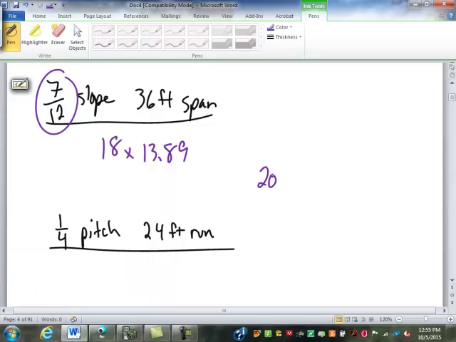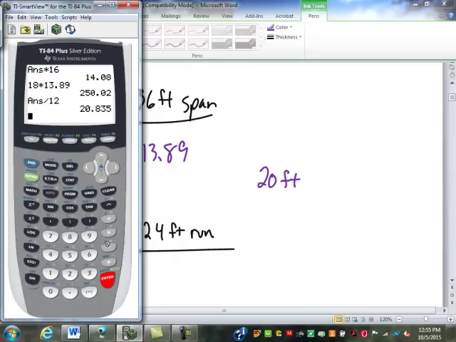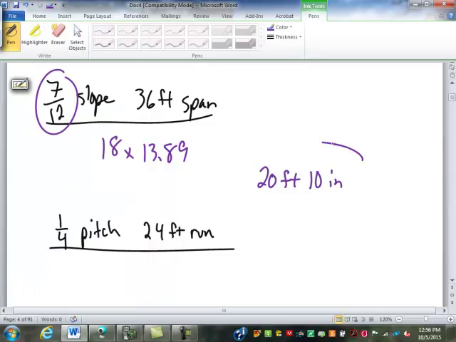So 20 feet. Subtract the 20, times 12. Oops, I got something wrong there. 0.835 times 12. Get back into it here. 10.02, so that's 10 inches. I'm going to subtract the 10, and then we're going to 16ths, so times 16. So 0.32, so there's no 16ths. 0.32 is less than half a 16th, so it's just 20 feet, 10 inches.